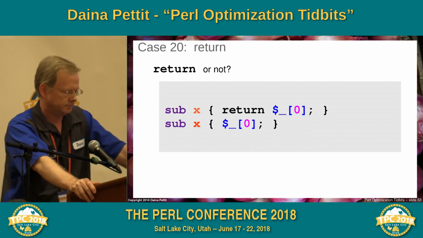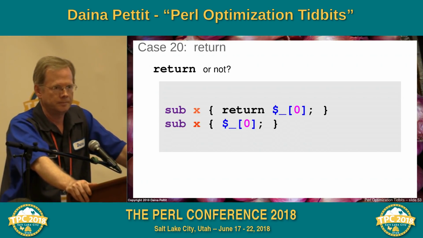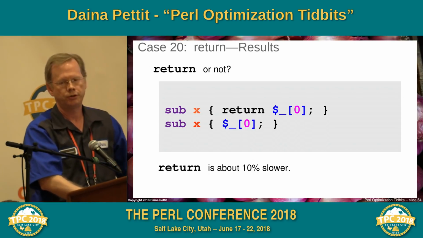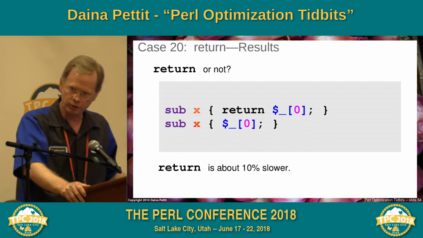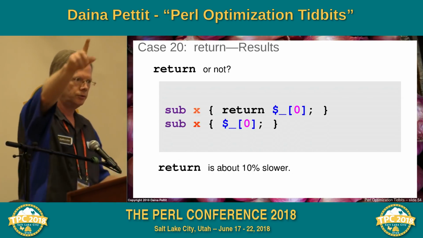Case 20. Do we want to use a return or not? It turns out using an explicit return is actually a little bit slower. Not a lot.